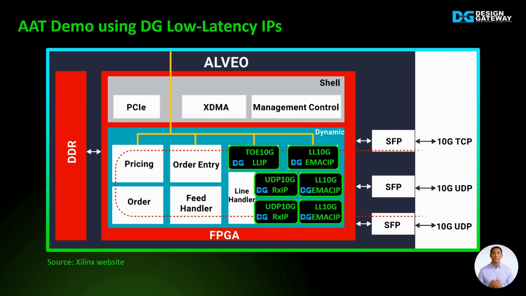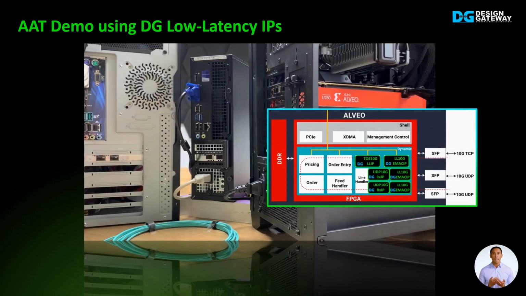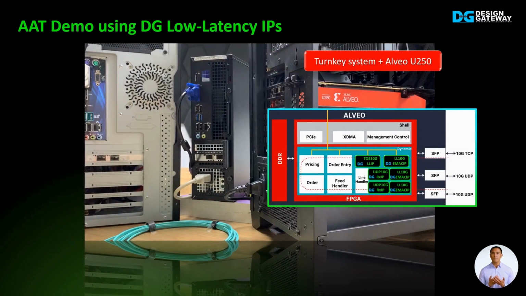Now, let's explore the steps to run this enhanced demo and experience the system's improved capabilities. To run the AAT demo, you will need a host system equipped with the Alveo card. In this example, turnkey accelerator system from Design Gateway is used. In addition, two additional PCs are required, each with a Linux OS and a 10G Ethernet card. The first PC is dedicated to 10G UDP data transfer, while the second PC is responsible for 10G TCP data transfer.